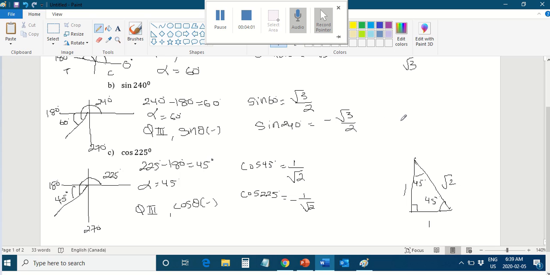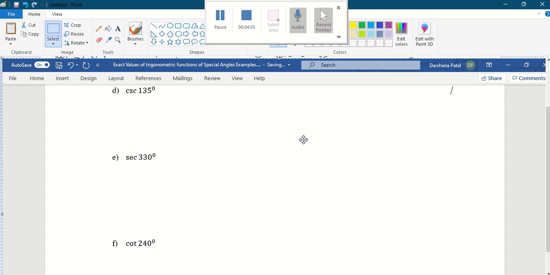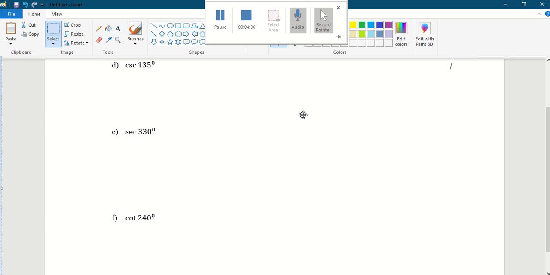Okay, let's see some more. Let's say we have cosecant 135 degrees. We know cosecant 135 degrees is the same as 1 over sine 135 degrees.